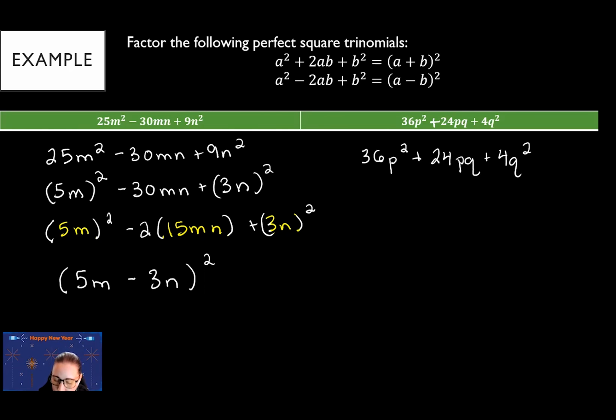Then we need to see, okay, what do I have squared? So like 36 is 6 squared, so that's going to be 6p. And then I've got my 24pq. And then 4 is 2 squared, so that's going to be 2 and q are squared there. So that's good. The first and the last are things that we could square.